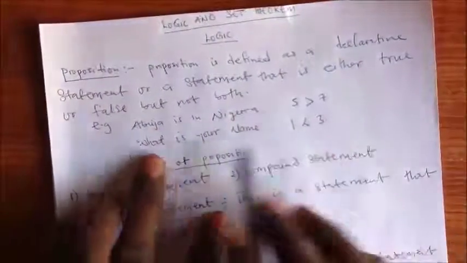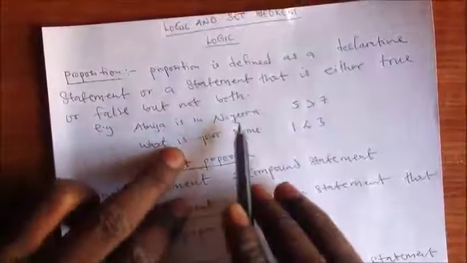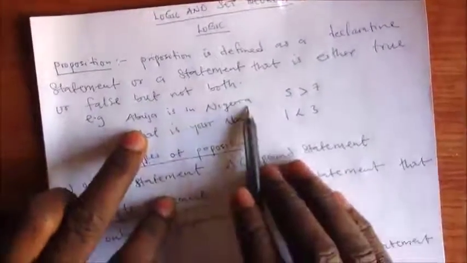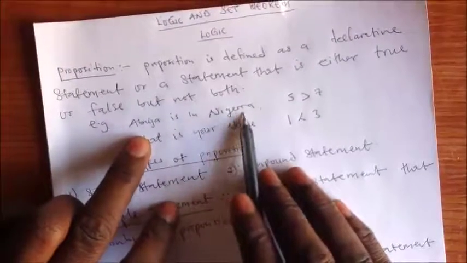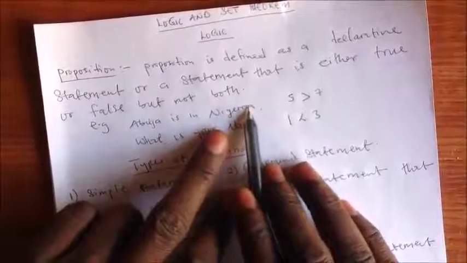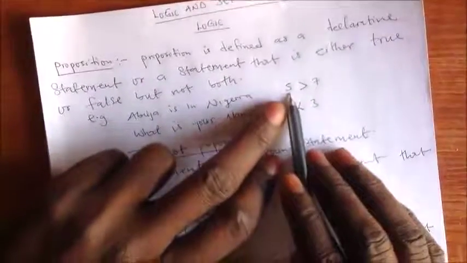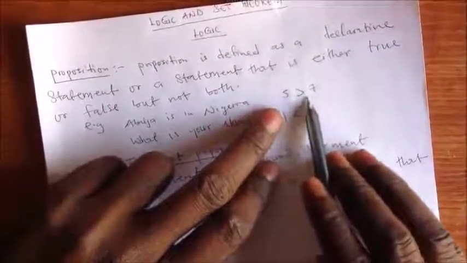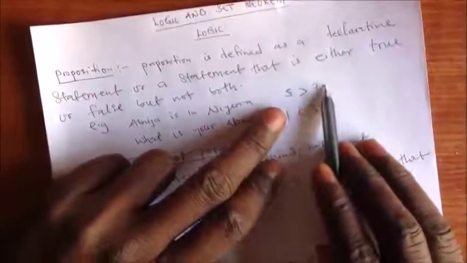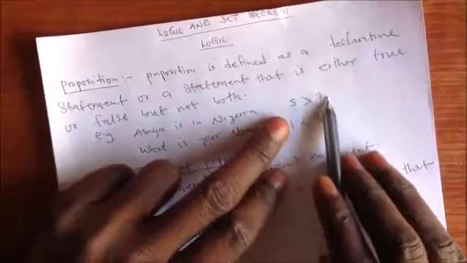Let's take an example. We say Abuja is in Nigeria. If you look at this example, Abuja is in Nigeria, it's true. So it contains only a true value. Then if you look at this, 5 is greater than 7. We all know that 5 is not greater than 7, meaning it's false. So it contains only a false statement.